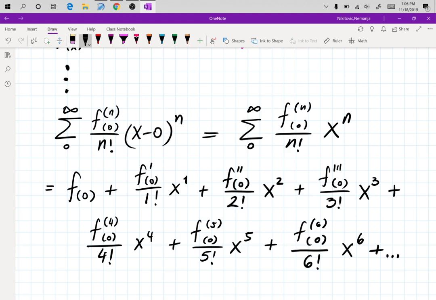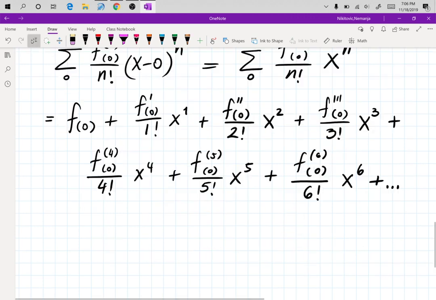Did we just compute all of these values? Yeah, we did. Sine of 0 is 0.